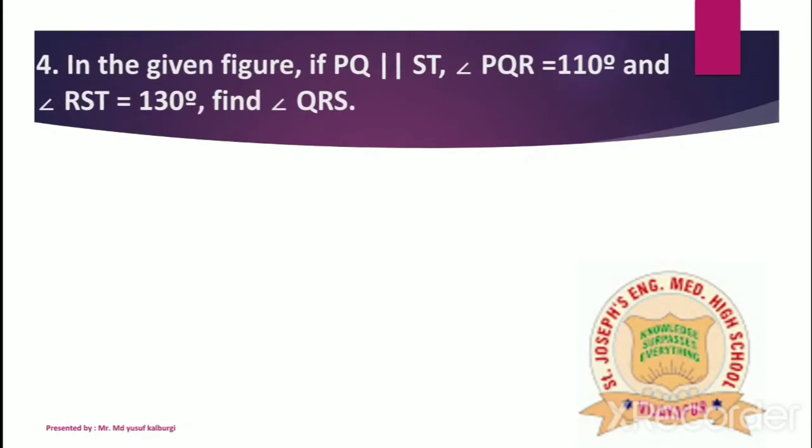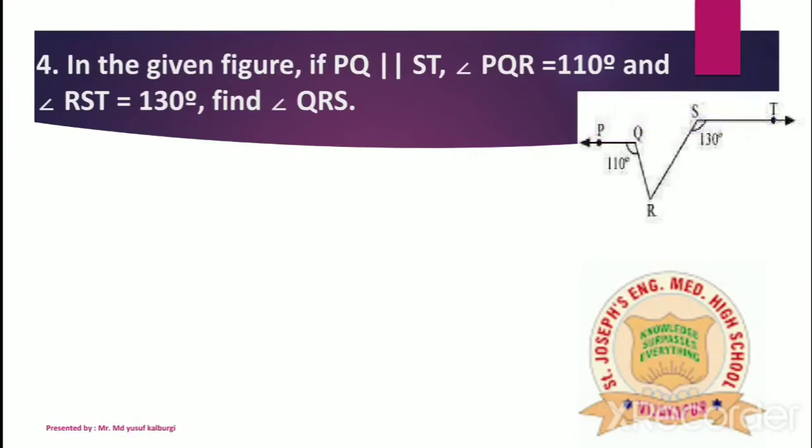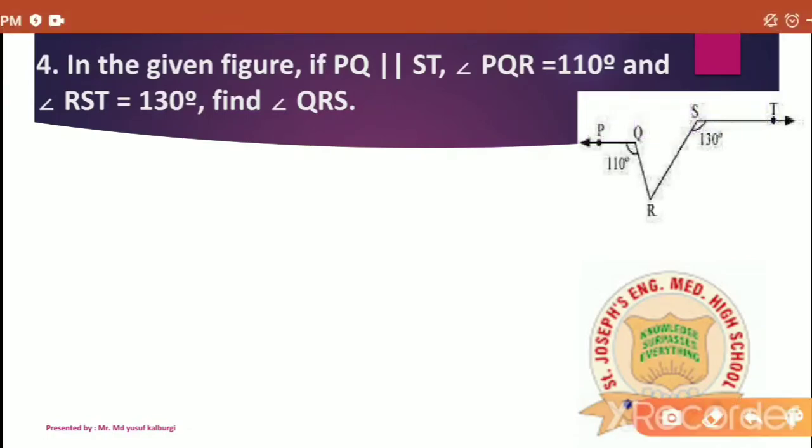in the given figure, if PQ is parallel to ST, now just see the figure, PQ is parallel to ST. And one more thing, they have given angle PQR is equal to 110 degrees. So we are going to write PQR equals 110 degrees. And one more thing, angle RST is equal to 130 degrees. What we are going to find out? We are going to find out the angle QRS.